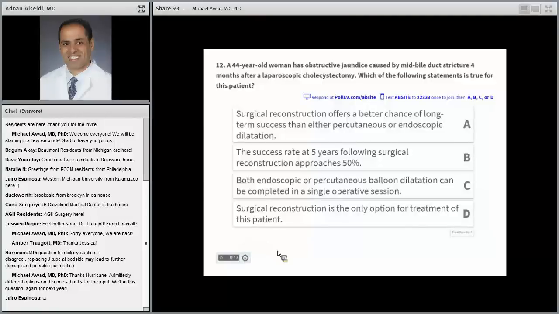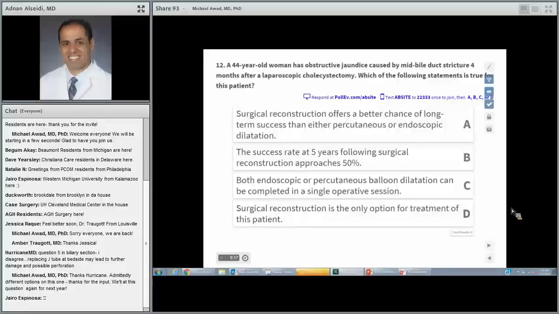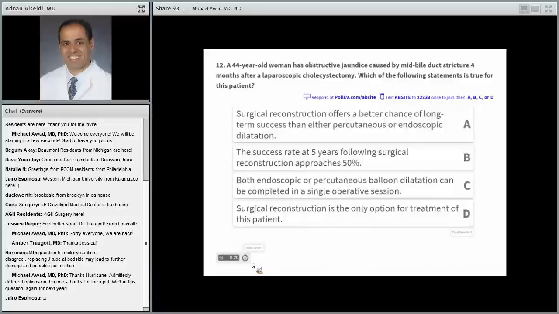Question 12: A 44-year-old woman has obstructive jaundice caused by a mid-bile duct stricture 4 months after a laparoscopic cholecystectomy. Which of the following statements is true for this patient? A, surgical resection offers a better chance of long-term success than either percutaneous or endoscopic dilatation. B, the success rate at 5 years following surgical reconstruction is 50%. C, both endoscopic and percutaneous balloon dilatation can be completed in a single operative session. And D, surgical reconstruction is the only option for treatment of this patient.